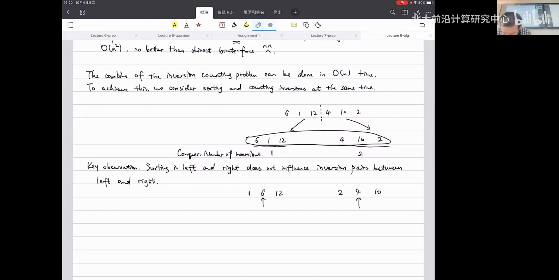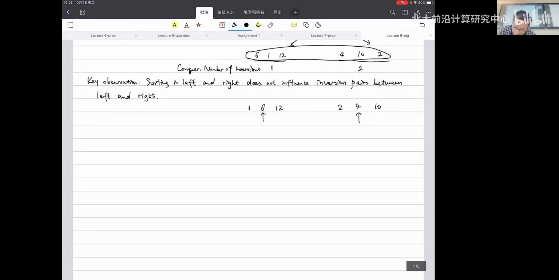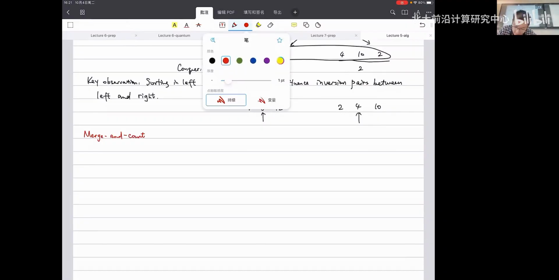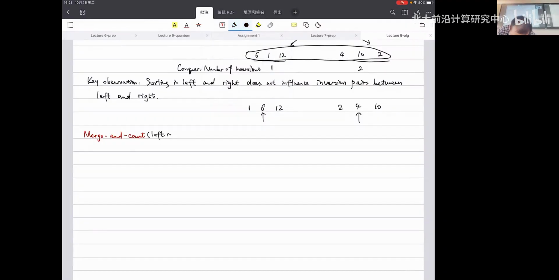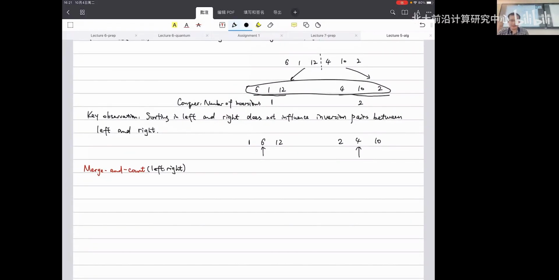Later we will see an algorithm, which we call merge and count, going from left to right. As long as your algorithm can correctly return the number of inversions in the left part and the right part respectively, and you have a good way of merging between left and right, then you are good, because sorting does not influence the inversion pairs between left and right. So is this key observation clear to you?